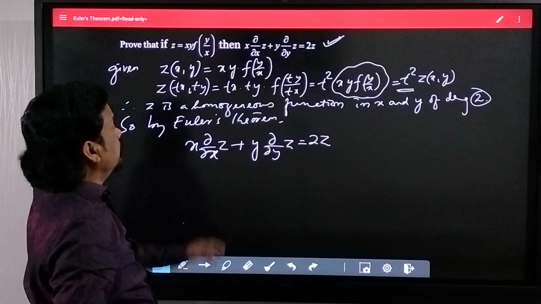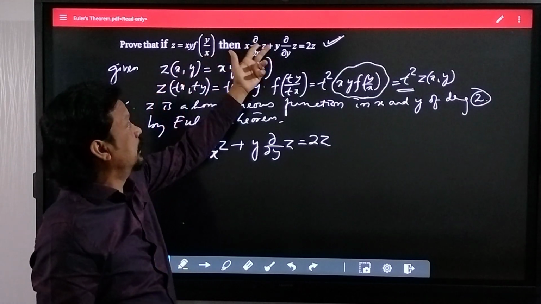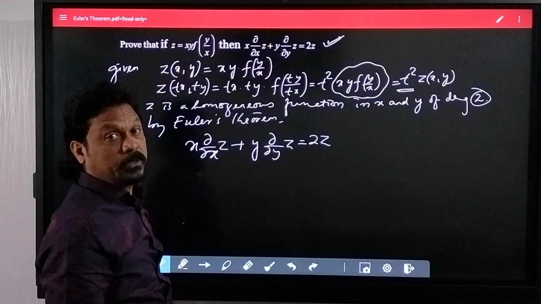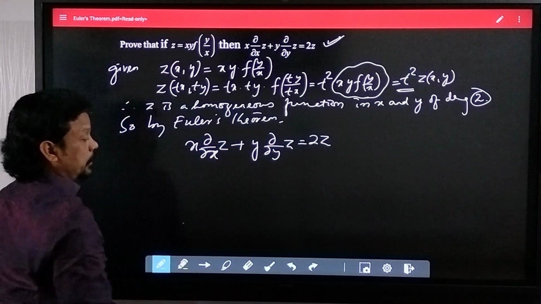In other way also you can find out. You can find out del z by del x, partial derivative of z with respect to x, then find del z by del y, then put in the LHS, you will get the value. But this is the easiest way. Okay.